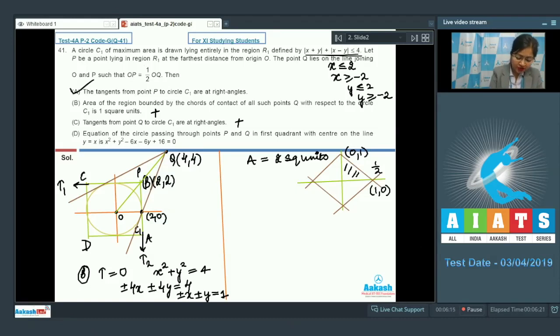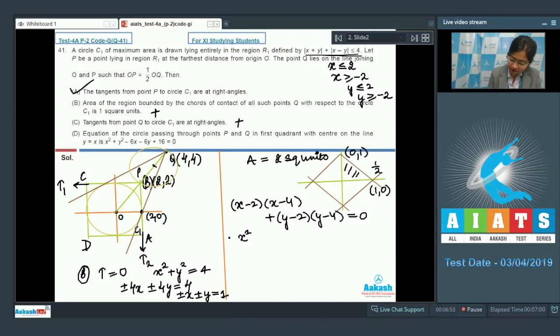Now we have to draw a circle whose center is on the line y equal to x and it is passing through the points P and Q. As the center is on the line y equal to x, PQ is a diameter of the circle, so we can easily find the equation of the circle because we know the diametric ends. It will be (x minus 2)(x minus 4) plus (y minus 2)(y minus 4) equal to 0. This will be the equation of the circle.